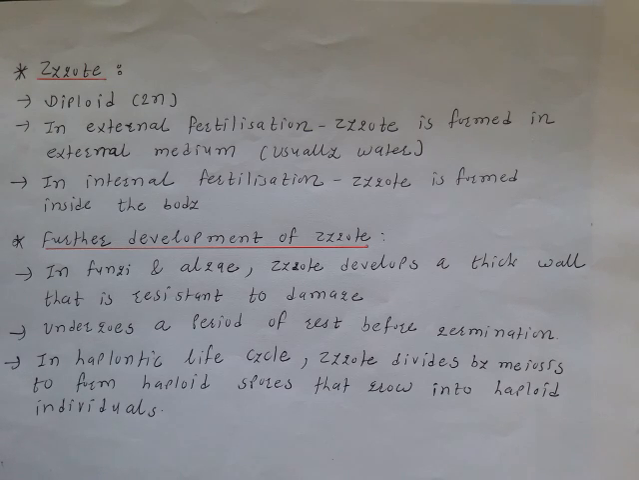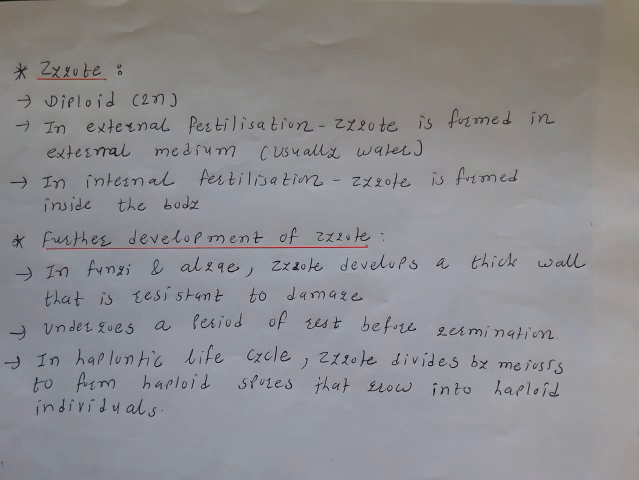During internal fertilization, the zygote is formed inside the body, and various examples are there. After formation of the zygote, the first cell of a living organism including human beings, it undergoes further development. In fungi and algae, the zygote develops a thick protective wall, resistant to damage, to protect itself. It undergoes a period of rest before germination.